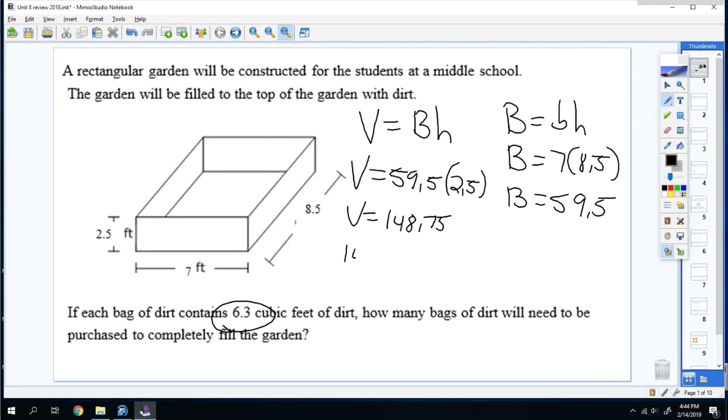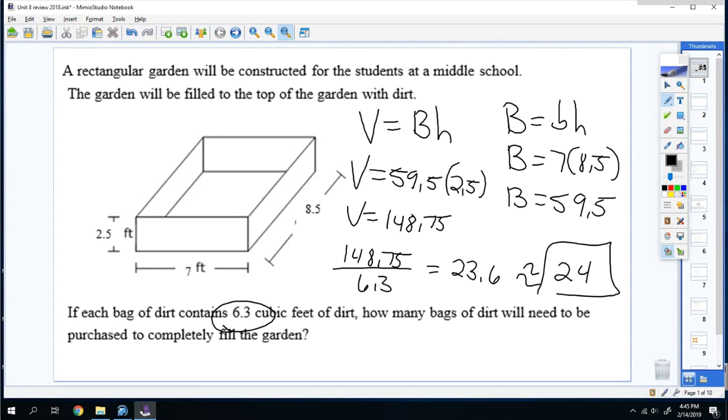So we're going to take 148.75 and divide it by 6.3. When you do that, you get 23.6. But now, like when you go to a store like Walmart, you can't buy 0.6 of something. You have to buy the entire thing. So I'm going to round it up to the nearest bag. So it'd be 24 bags of dirt.